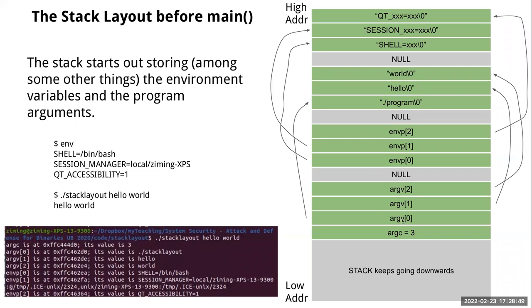So in this case, we have three argv, that's why there are three pointers. Those three pointers will eventually point to those three strings. One is the program, well, this one should be stack layout. Then it will be hello, that's a string. World, that's another string, okay? Then after that, there are also environment variables. There are many more, not only three here. So they will be pointing to the strings of environment variables.